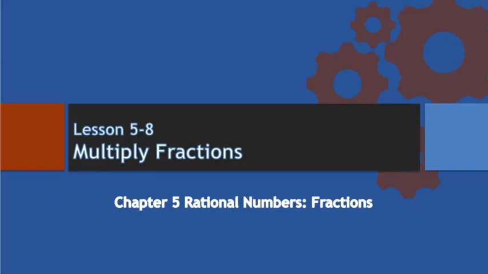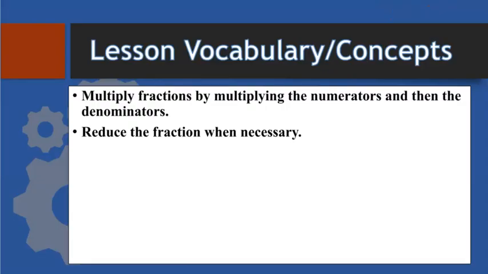Lesson 5-8, multiplying fractions. When you multiply fractions, you're going to be multiplying the numerators times the numerators and then the denominators times the denominators. And then at the end, you're going to reduce the fraction when necessary. Now, you could reduce first by looking diagonal and dividing out common factors in the numerator and denominator and then multiplying, but that is totally up to you how you'd want to do that.